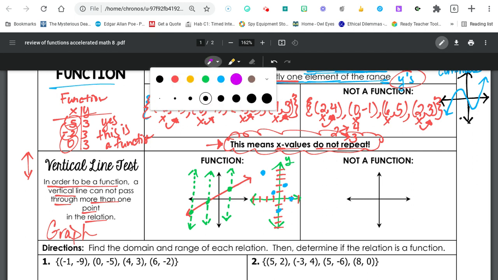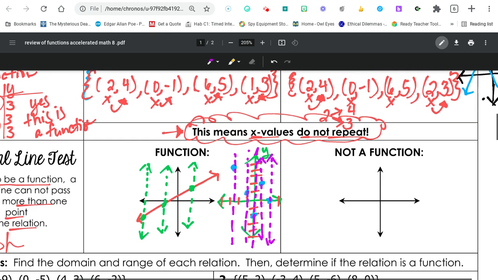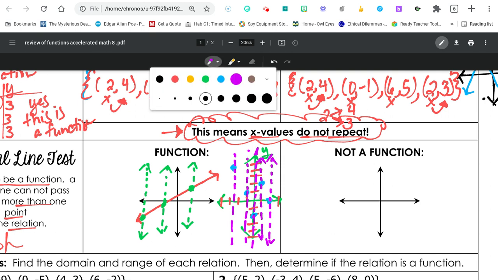So I'm going to do my vertical line in purple. So basically, if you have a discrete graph, just drop the vertical line through the points that you see. Okay. There's only one blue dot in that one. Only one in that one. I see another blue dot right here. So if I draw a vertical line up or down, it's only one blue dot in that one. Only one blue dot in that one. And only one blue dot in that one. Now, let me show you what will happen. That's an example of a function.